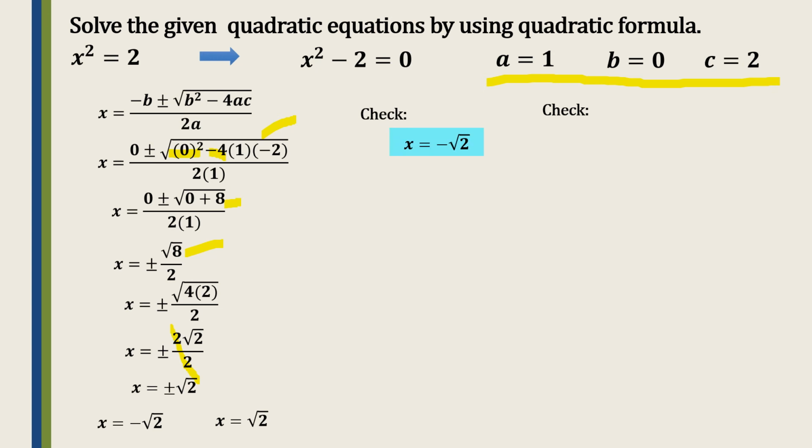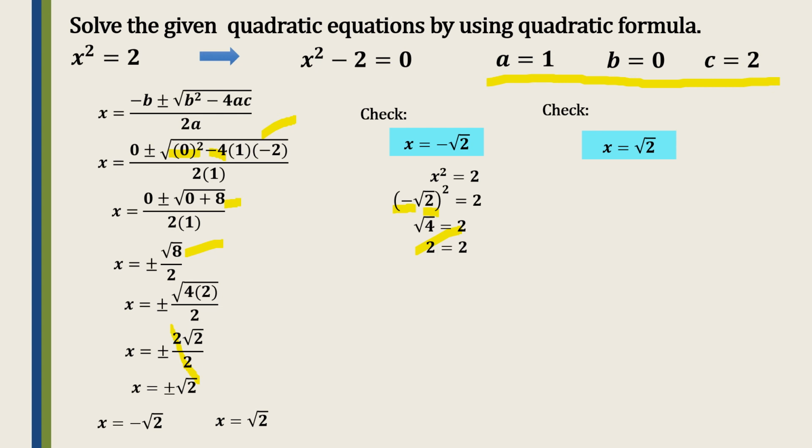So, i-check natin kung tama. Unahin ang x equals negative square root of 2. So, papalitan lang naman natin ang x ng negative square root of 2. Ganito ang mangyayari, negative times negative magiging positive. Yung 2 times 2, we have square root of 4 equals 2. Square root of 4, alam natin na that is equal to 2. Therefore, 2 equals 2.